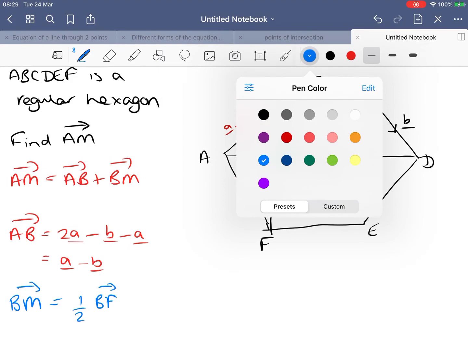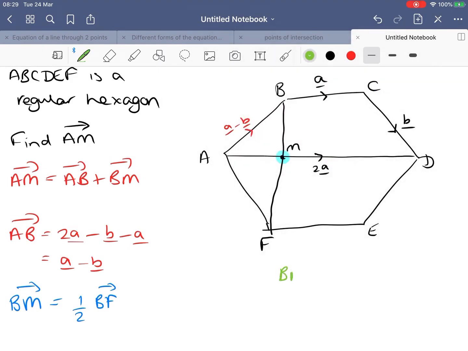So I'm going to choose a different colour. I'm going to come over here and we're going to go BF. Well, let's think, how can we do BF? To go from B to F, I could go B to C, C to D, D to E, and E to F, which isn't great. So I'm not going to do that actually because too many things I don't know. So actually, could I just do that and that?